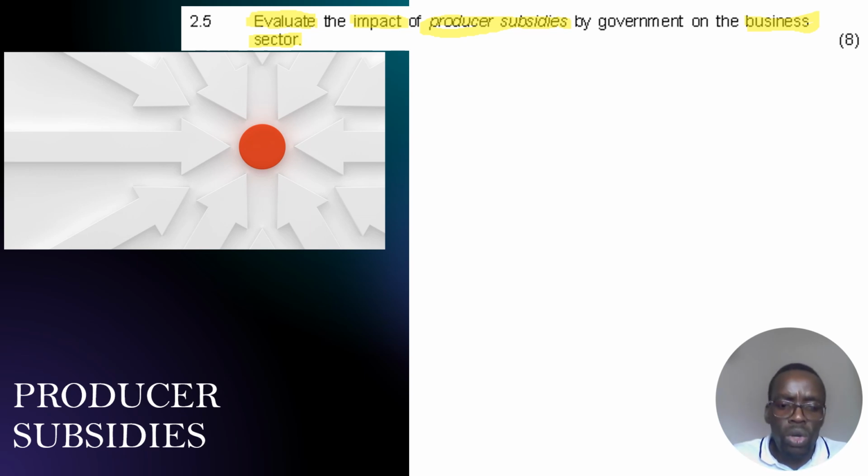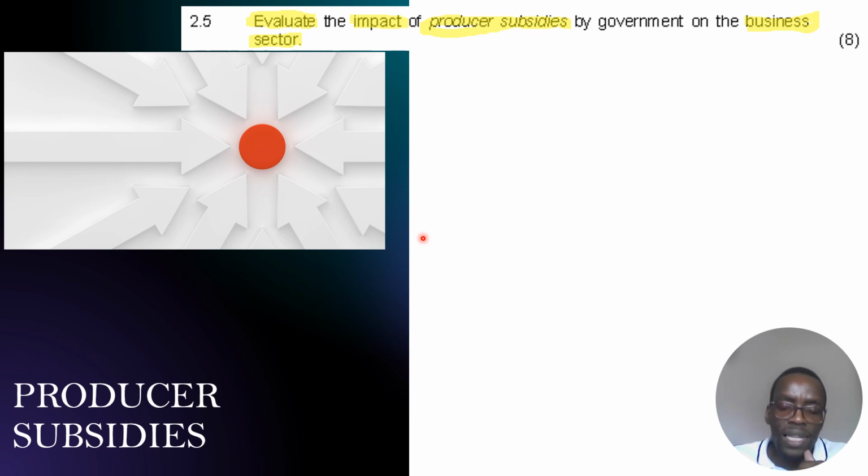Okay, so when in the exam an examiner says evaluate, remember a learner can have a positive stance. In other words, you can give your positive arguments in support of the producer subsidies, okay, that's a positive stance. Or a learner can have a negative stance. In other words, you can be against the idea, or a learner can also take a neutral stance where you are not positive, you are not negative. You can give both sides of the argument, okay. So when the question says evaluate, you are expected as a candidate to either give a positive view, a negative view, or a neutral stance where you give both the positives and the negatives of a producer subsidy in this context, okay.